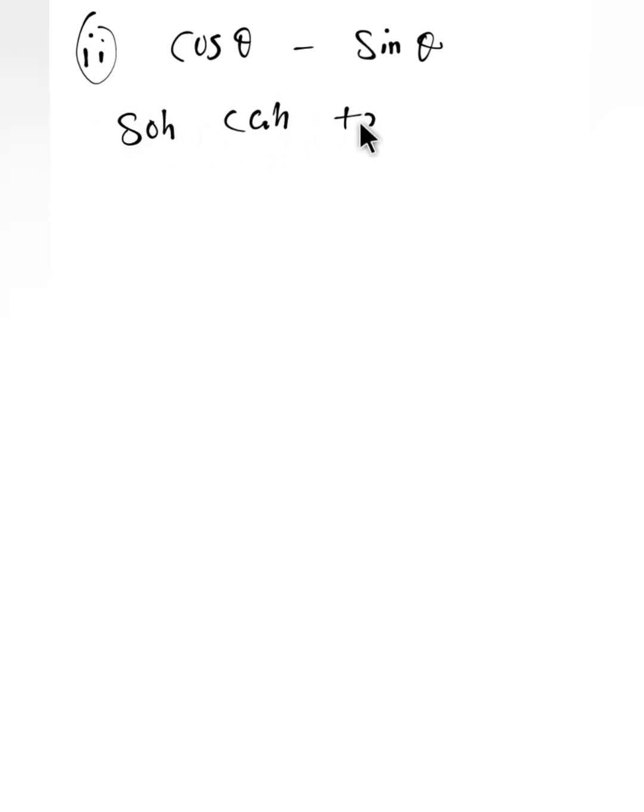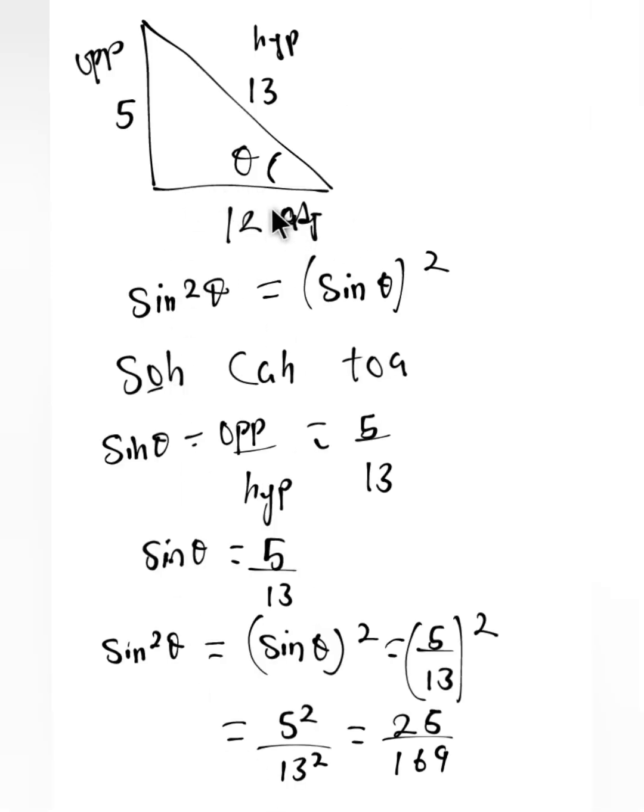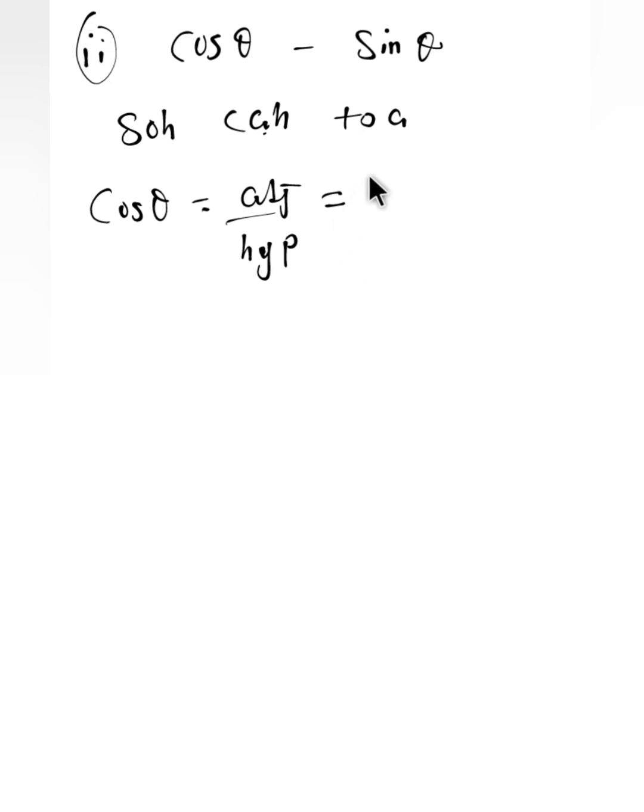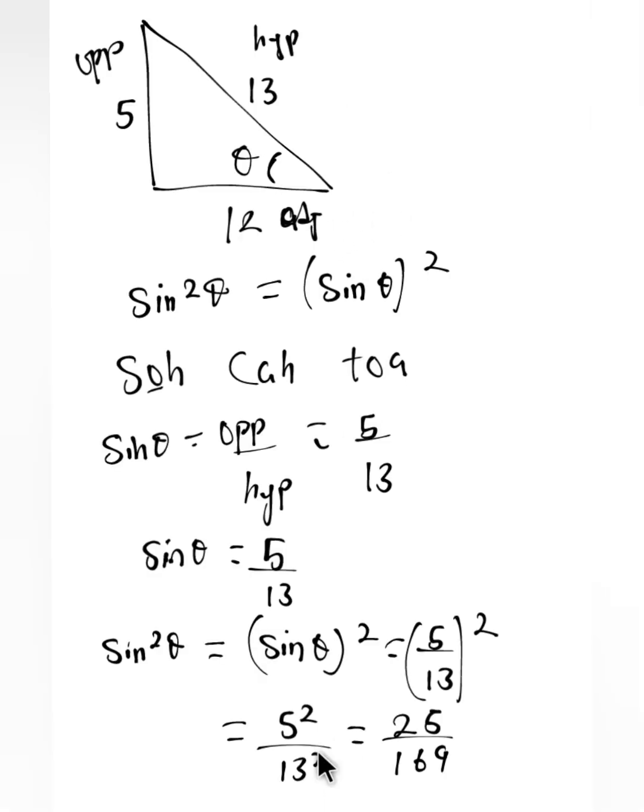So let's move over to part two, cos theta minus sine theta. Cos theta, remember that SOH CAH TOA is the acronym. So cos theta is equal to adjacent over hypotenuse. Adjacent is 12 and hypotenuse is 13.